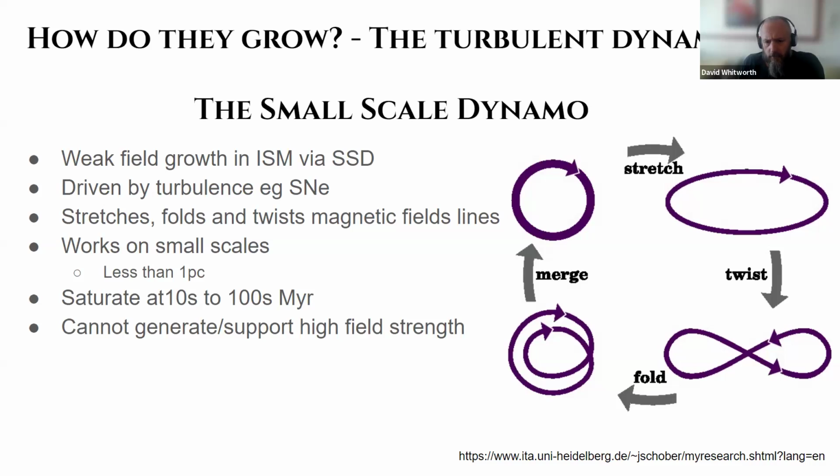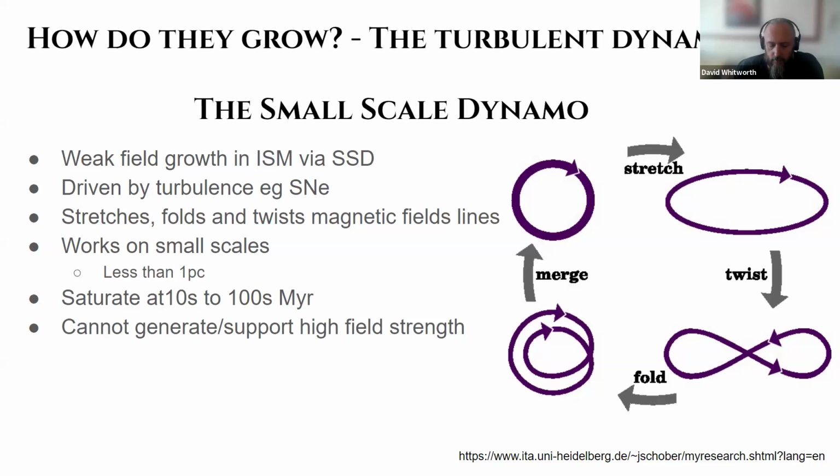We see this in the ISM through this wonderful circular movement of the field lines, which then stretch, they twist, they fold, they merge, and it kind of goes around in this cycle. It's a small-scale dynamo driven by turbulence. So a supernova can go off, it will bend the field lines, and we'll get all of this stuff happening. And it tends to work on very, very small scales, hence the name small-scale dynamo, of usually less than a parsec. And they take tens to hundreds of mega years to reach kind of the maximum level that can be supported by this mechanism. They cannot generate the high field strengths that we see in the Milky Way.